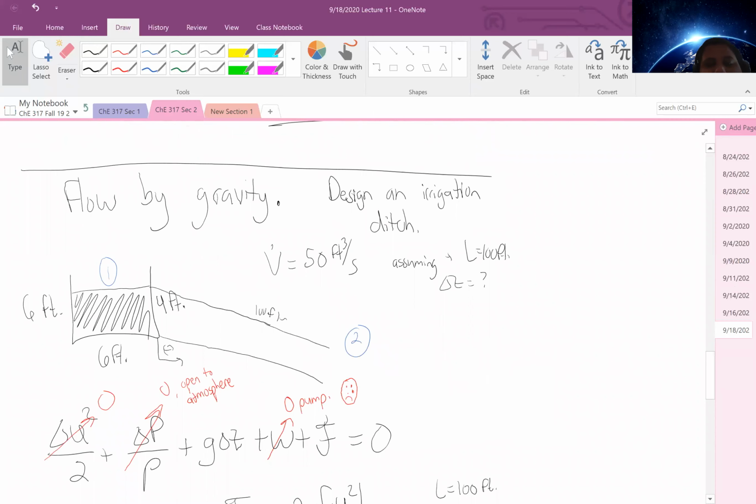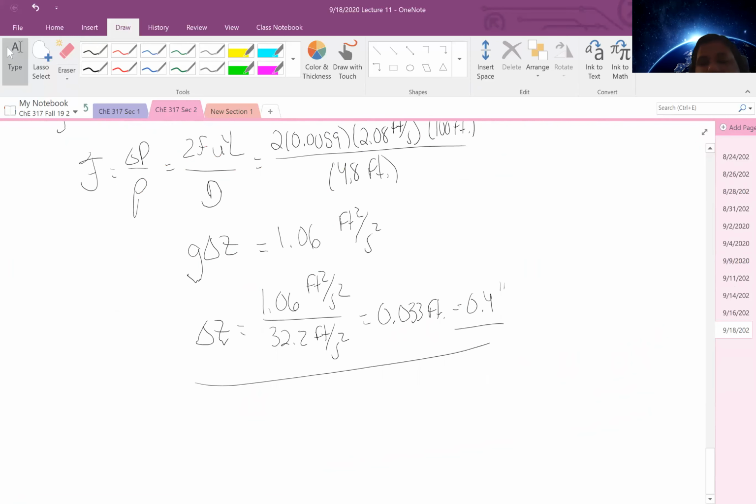So we only need a slight change in elevation per 100 feet to ensure adequate flow.